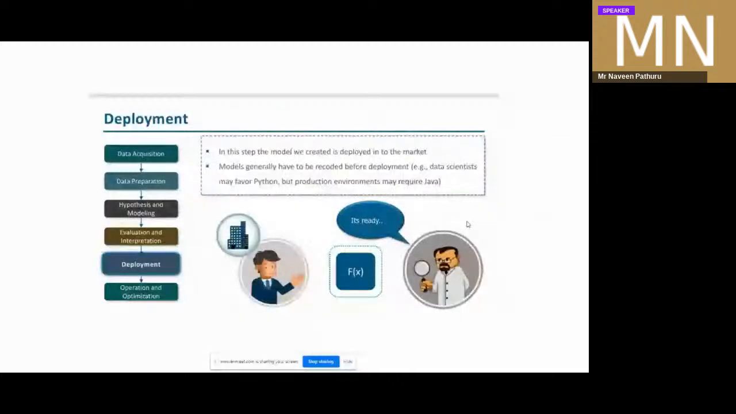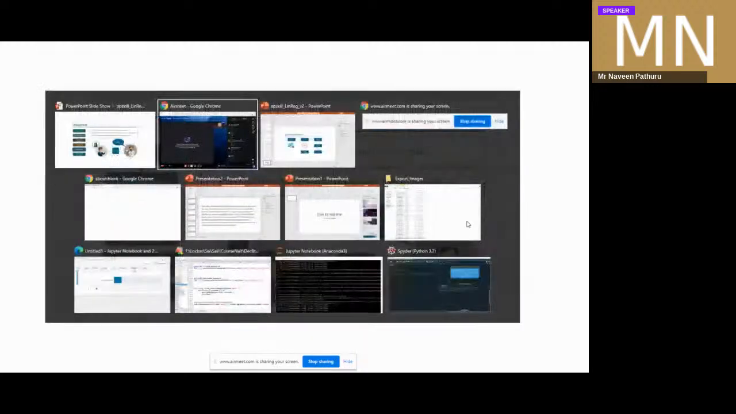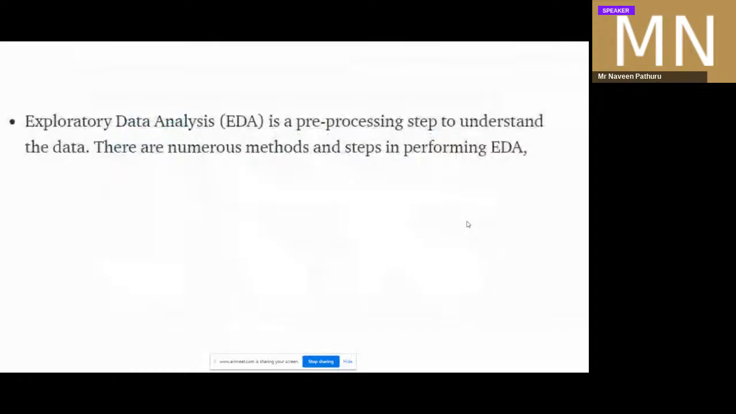Then we deploy. Deployment is where we are actually thinking, hey, we built a decent model which gives us good accuracy. It is making good predictions, and so we can go ahead and try to actually use it in the real world. That is where the deployment step comes in, guys.